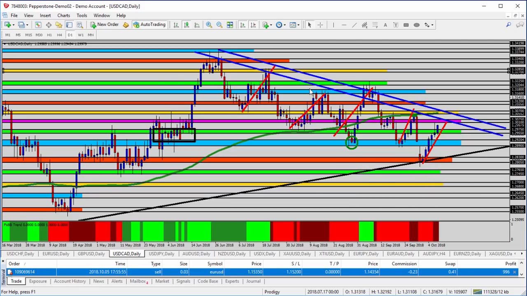We have the two blue trend lines showing in the past few months. We're going back to June of this year where we've been falling. It's been a falling trend. So we have the down trend, the blue trend lines, the rising trend, the black trend line.